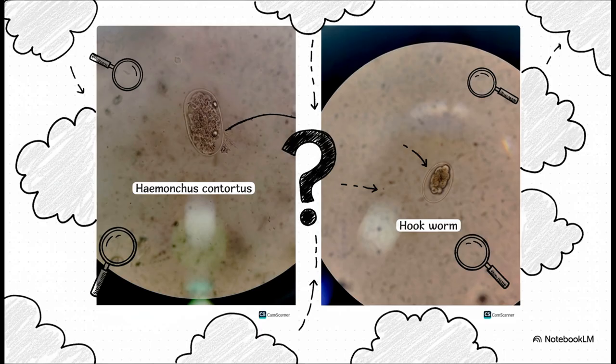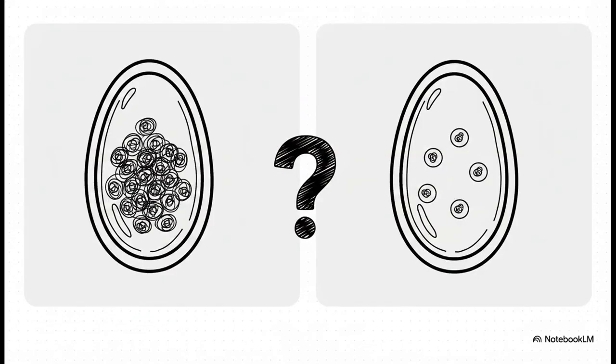To the untrained eye, or honestly even during a rushed visual scan by an expert, they are incredibly easy to mix up. You absolutely cannot rely on shape and color alone here. So here is your diagnostic tipping point. When you are faced with this thin-shelled oval, you simply must take a breath and patiently count the blastomeres inside that delicate yolk membrane. Haemonchus contortus is going to have more than 8 blastomeres, while a hookworm egg will have somewhere between 4 and 8.